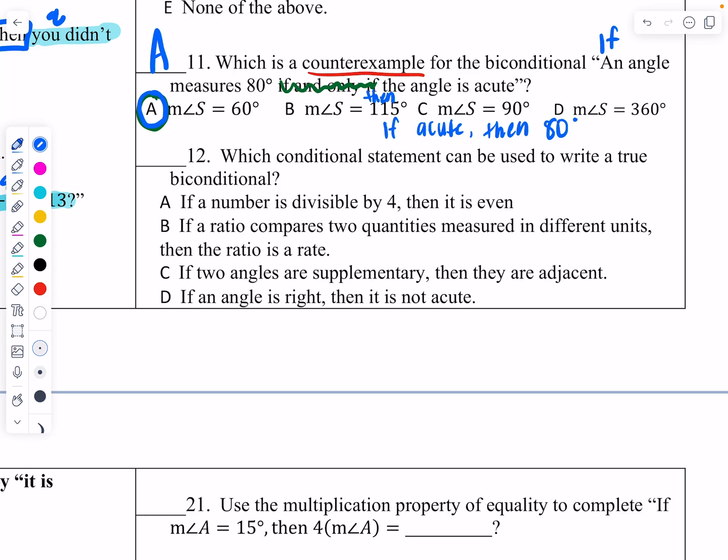Okay, number 12 on chapter 2. Which conditional statement can be used to write a true biconditional? So remember, for a biconditional, if P then Q has to be true, and then if Q then P has to be true. The converse and the conditional have to both be true.